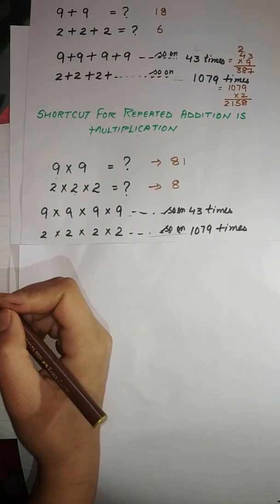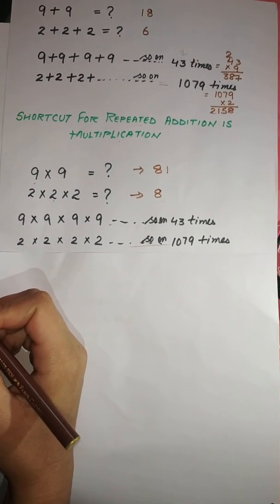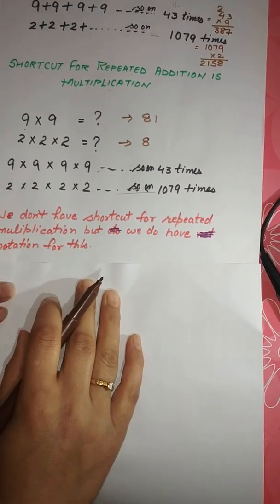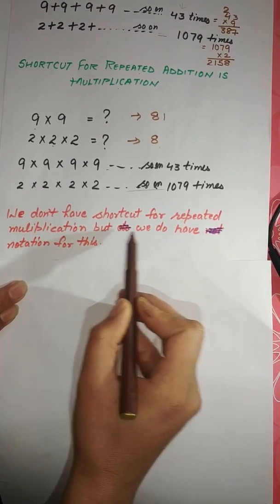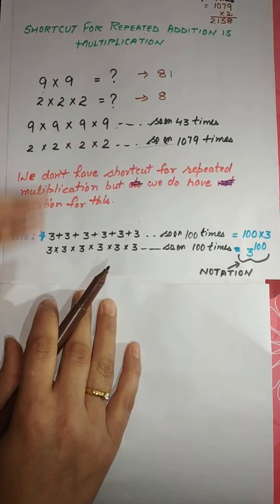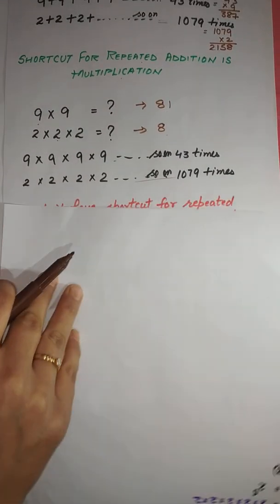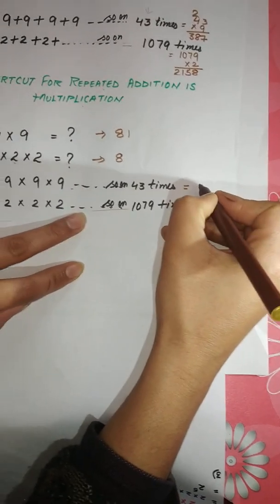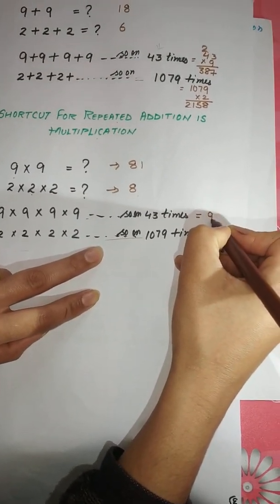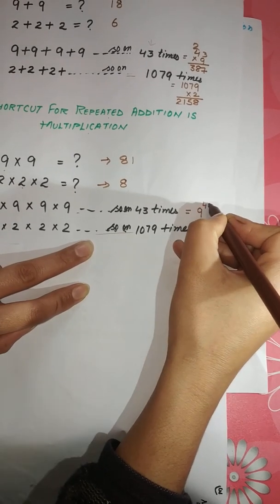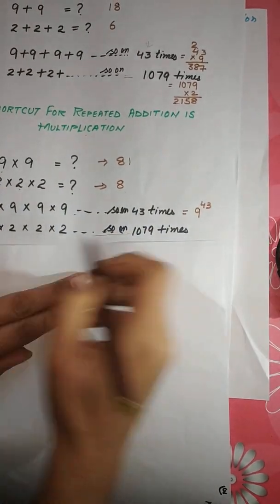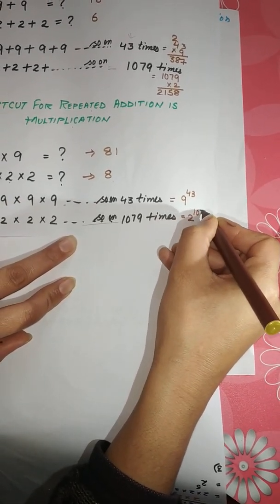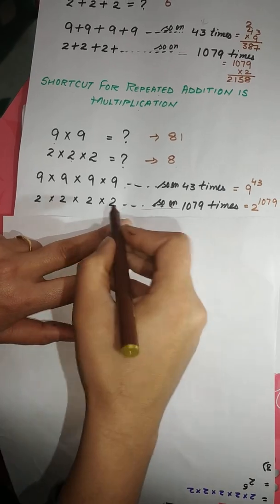Here we don't have any shortcut, but yes, we do have a notation for it. So we don't have a shortcut for repeated multiplication, but we do have a notation for this. And the notation is, let's see here only. This is actually equal to 9 raised to power 43. And this is 2 raised to power 1079.